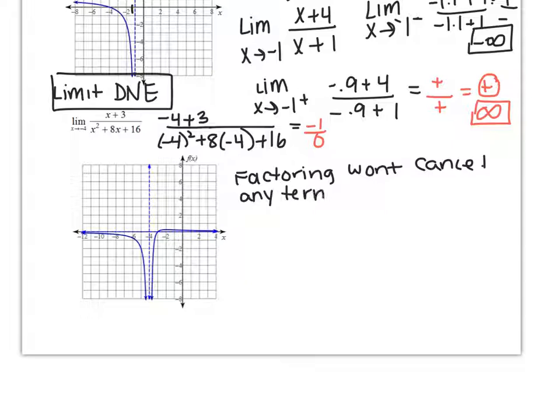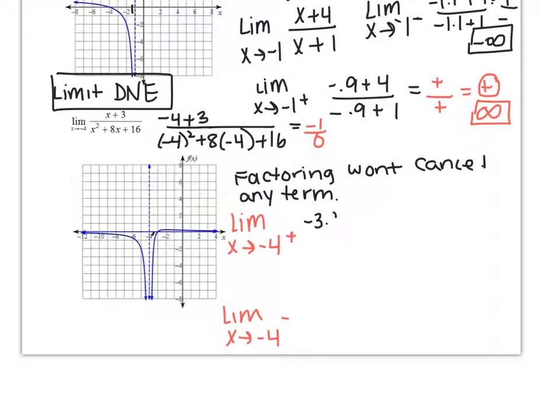So what that means is we're going to go straight to plugging in. We're going to find the limit as x approaches -4 from the right, and we're going to find the limit as x approaches -4 from the left. So to find the limit as x approaches -4 from the right, we're going to pick a number that's really close and to the right of -4. So let's just say -3.9.